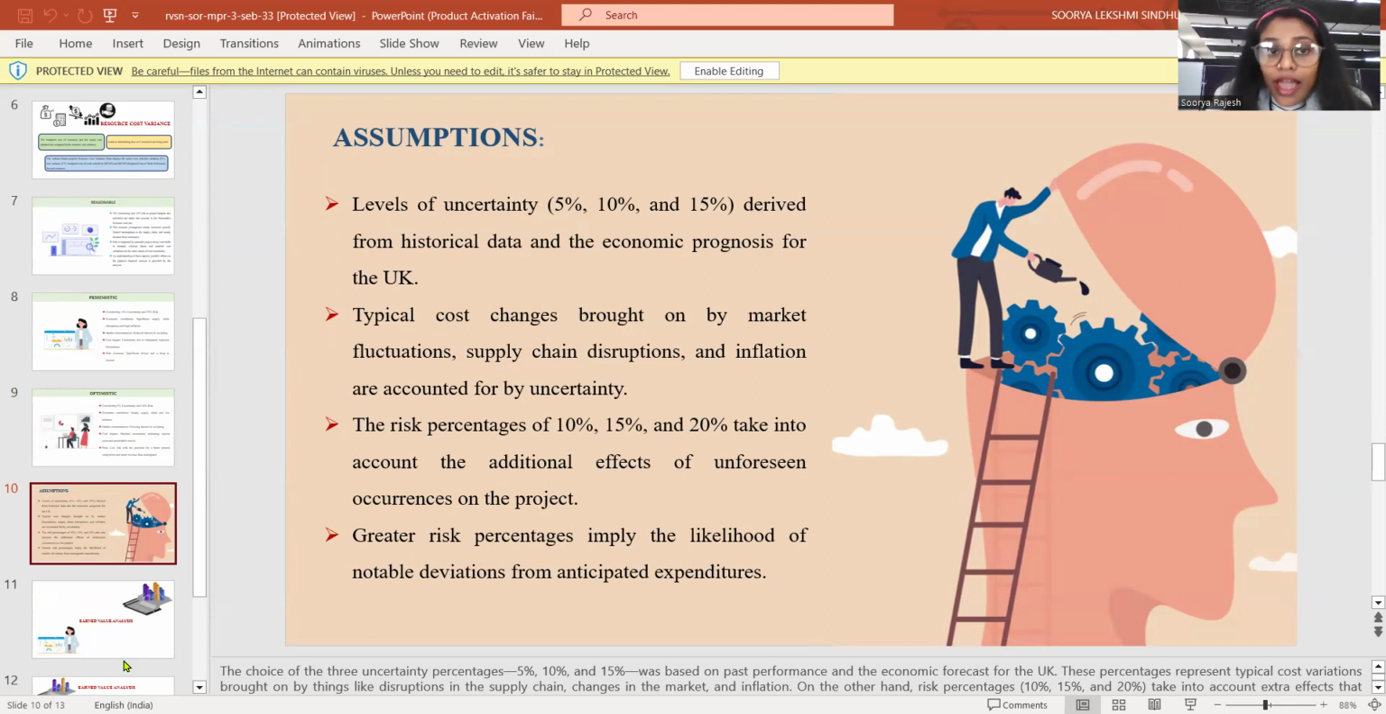And the other factor is assumptions. You can see it in this slide. The uncertainty percentages are 5%, 10%, and 15%, based on past performance and the economic forecast for the UK. These percentages represent typical cost variations brought about by supply chain disruption and changes in market inflation. On the other hand, the risk percentages are 10%, 15%, and 20%, which combine and take into account extra effects. You can see clearly that this is also shown in our project in Excel.